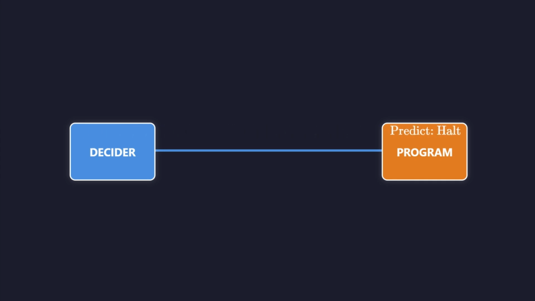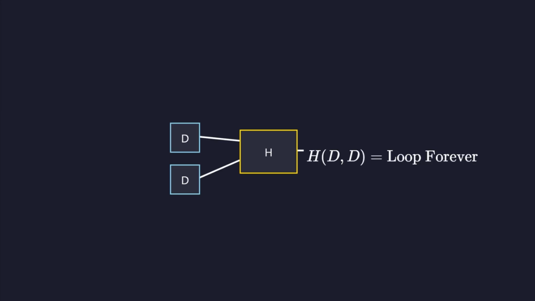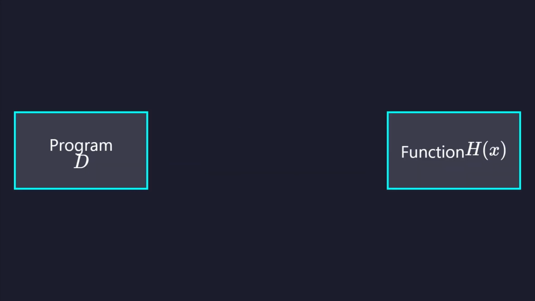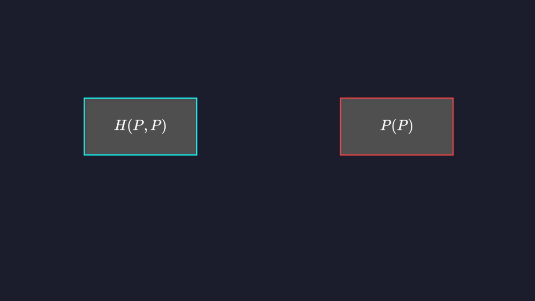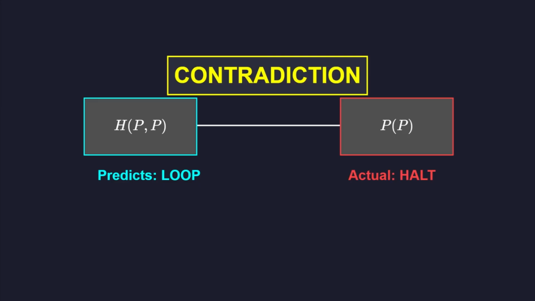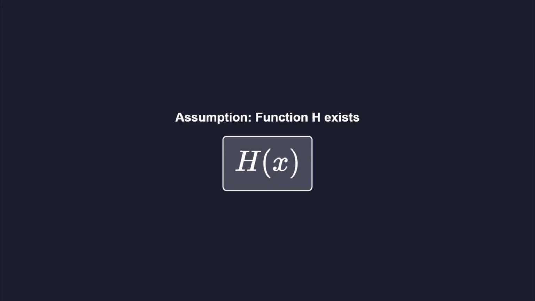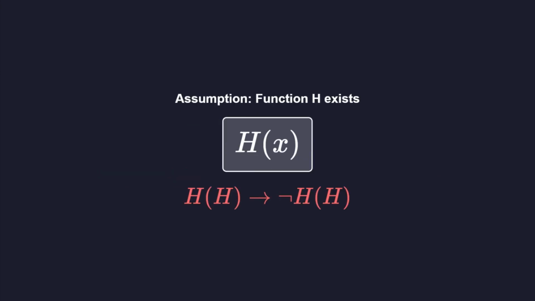This results in a direct contradiction. The decider predicted halting, but the program actually executed an infinite loop. Now consider the alternative. Suppose function H predicts that program D will loop forever when processing its own code. In this case, function H returns false, which triggers program D to terminate its execution and stop immediately. Again, we reach a contradiction. The decider predicted a loop, but the program halted. H is wrong once more.